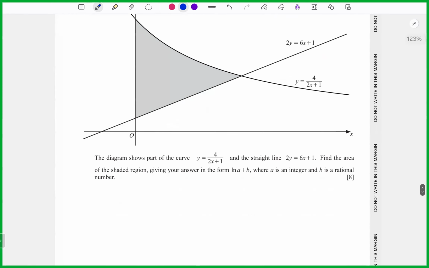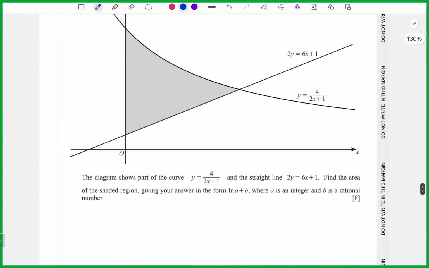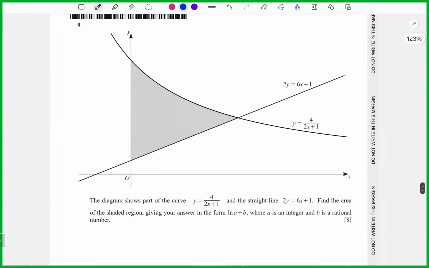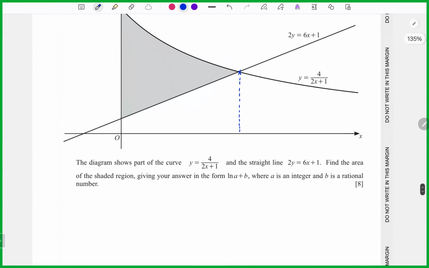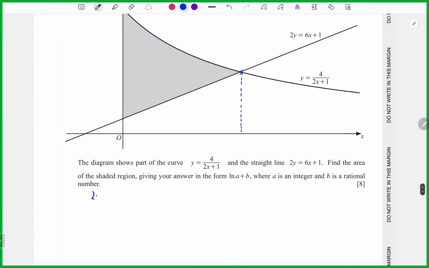Okay, let's try to find it. Now we need to find the area of the shaded region, right? Now we need to find the point of intersection first. Let's try. Okay, so you see 2y equals 6x plus 1, right? y equals 4 over 2x plus 1. This is your second equation, this is your first equation. So I can take the second equation and substitute into the first equation.